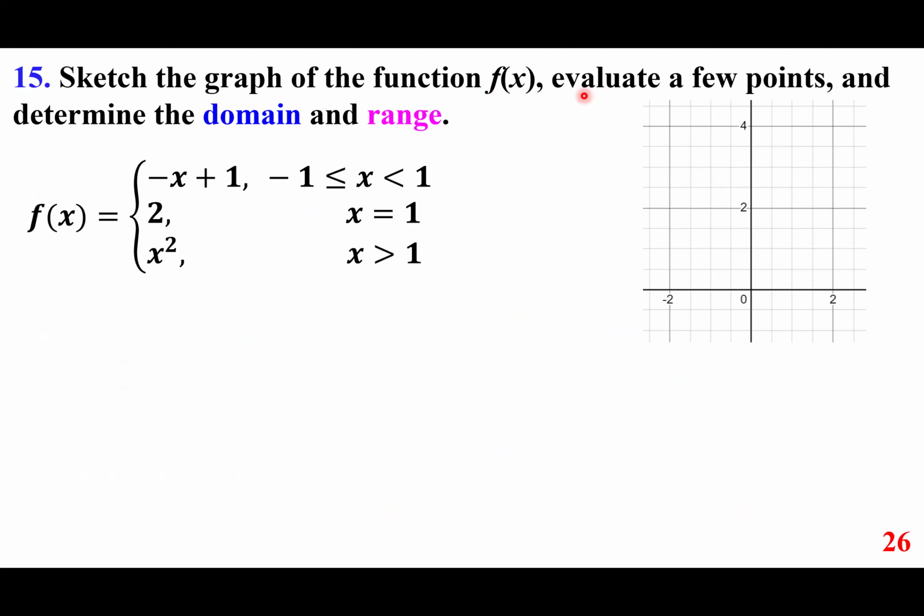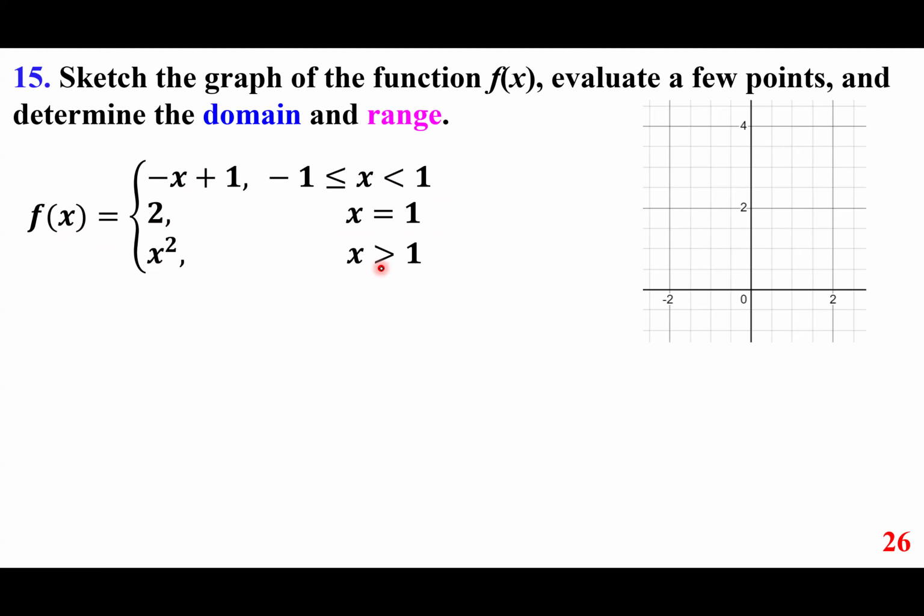Sketch the graph of the function f of x, evaluate a few points, and determine the domain and range. This is called a piecewise defined function. You have pieces, 1, 2, 3 pieces. That means f of x equals minus x plus 1, as long as x is between these two numbers, then f of x equals 2 at x equals 1. That really means 1 pair, 1 comma 2. And then it becomes this function, f of x becomes x squared when x is larger than 1. So it's important to understand what's happening.